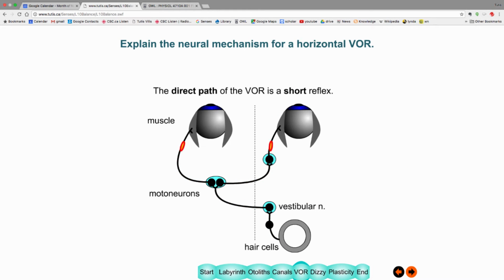Okay, the pathway that activates this is nice and short. You start off with the hair cell itself. That then goes to the 8th nerve. That then goes to the vestibular nucleus, which then crosses over to the opposite side of the brain, activating motor neurons here. These motor neurons in turn contract these two muscles, this one on this side and this one through another neuron on this side. Okay, so again, you've got a simple reflex.